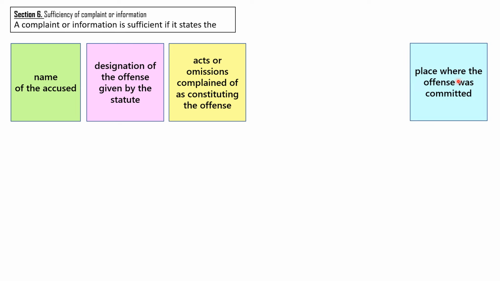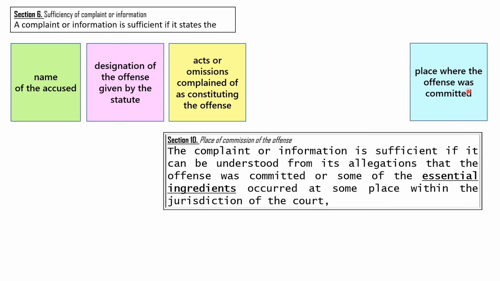We'll go now to number 4, the place where the offense was committed. This is your section 10 of your rule 110. So a complaint or information is sufficient if it can be understood from its allegations that the offense was committed at some place as long as it is within the jurisdiction of the court. Or if some of the essential ingredients occurred at some place within the jurisdiction of the court.